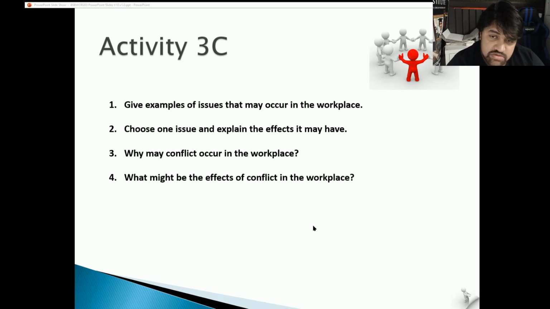So we don't want to do that. We want to have good communication. We want them to enjoy what they're doing so we can ultimately have more productivity and make more profits for the business.